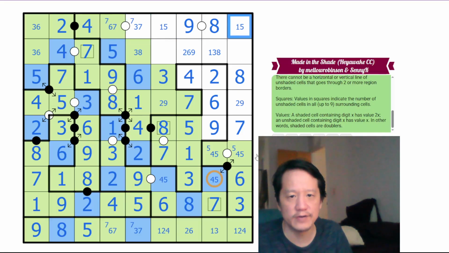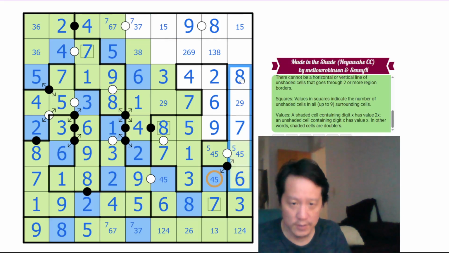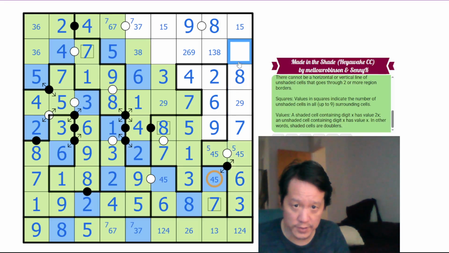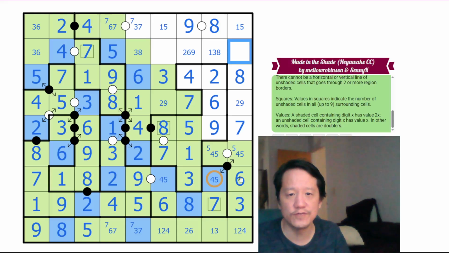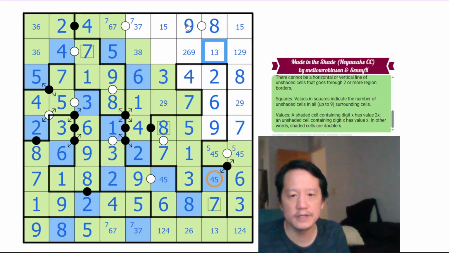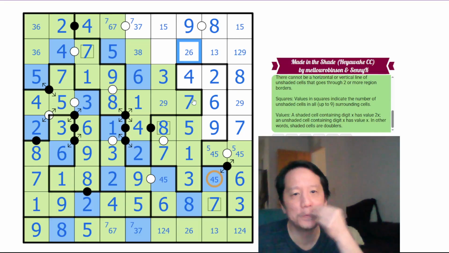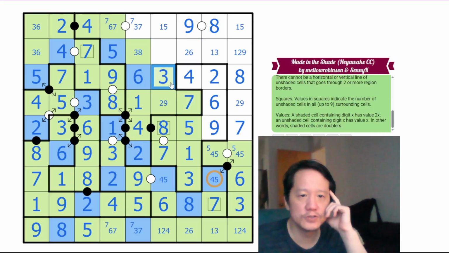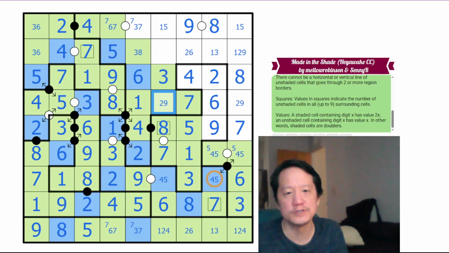We have 1, 5 as a pair here. This is all one region. This is part of that region. You cannot have 4, 5, 3, 6, 7, 8. So this is 1, 2, 9 remaining. 8 eliminates 8 here. 9 eliminates 9 here. This is 2. This is part of that region, so this is 9.